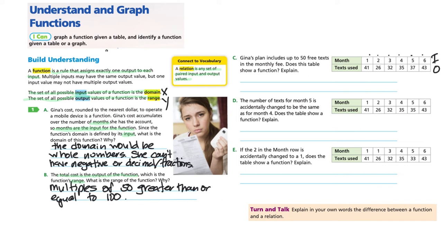So for that one, yes, that's a function, because each month is paired with a single output value for the text use. And you could say, just use the definition of a function: there is exactly one output for each input.